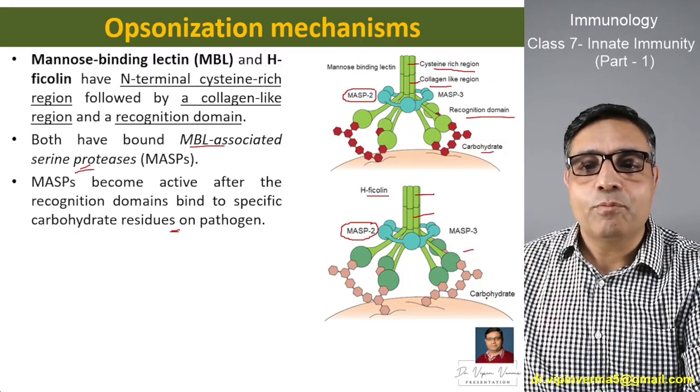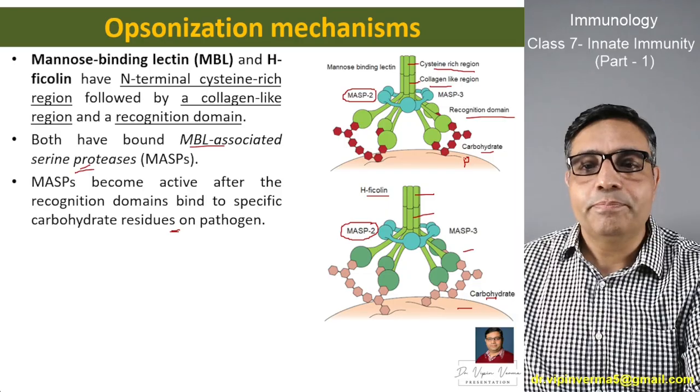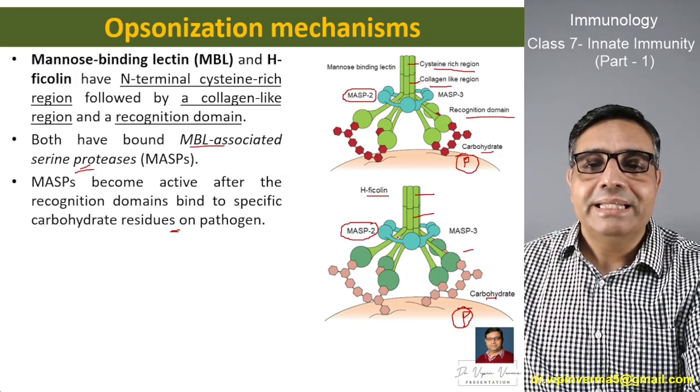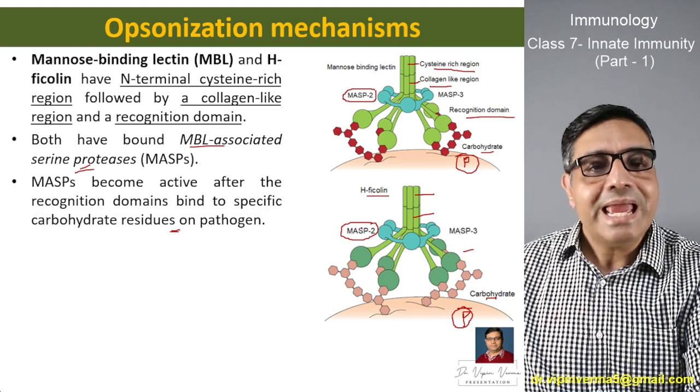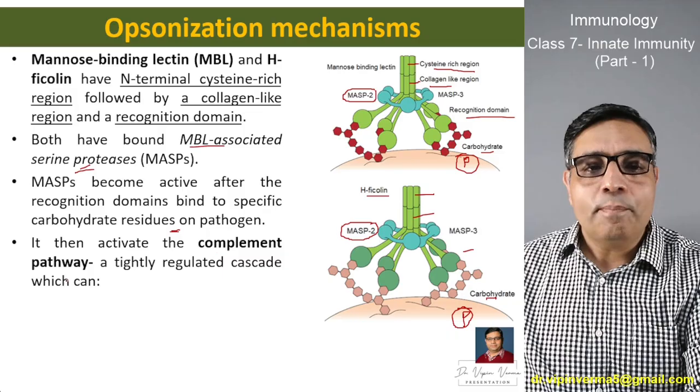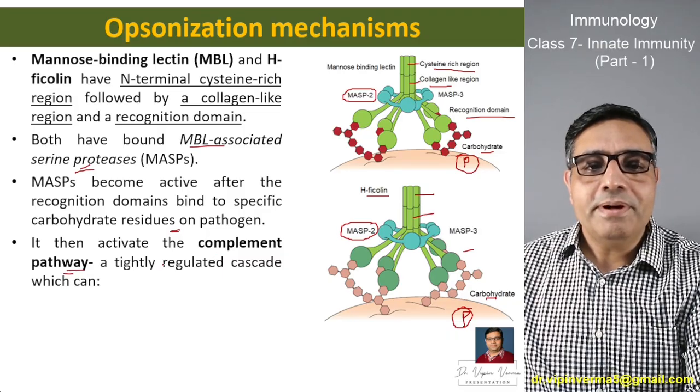Here is the carbohydrate which is present on the pathogen surface. This is the pathogen and this is the pathogen surface. I write just P to recognize that this is the pathogen surface. Here you can see the carbohydrates are binding to the recognition domain, and once this binding happens, these MASPs are activated. Then they activate the complement pathway, and this complement pathway is a tightly regulated cascade.